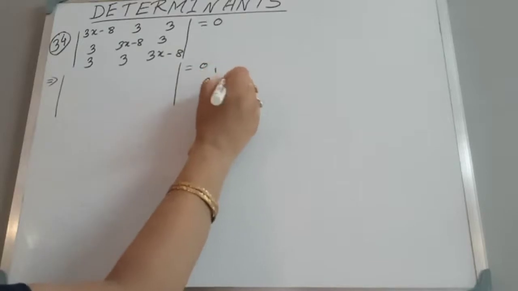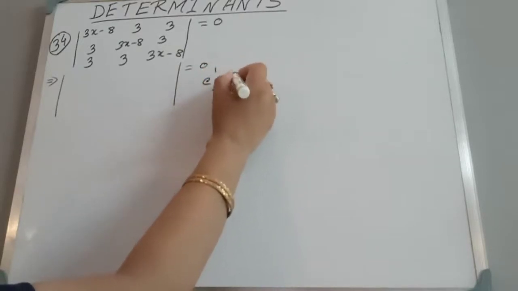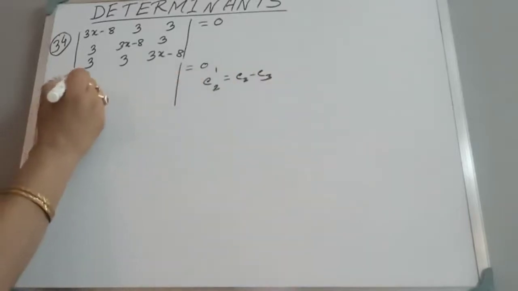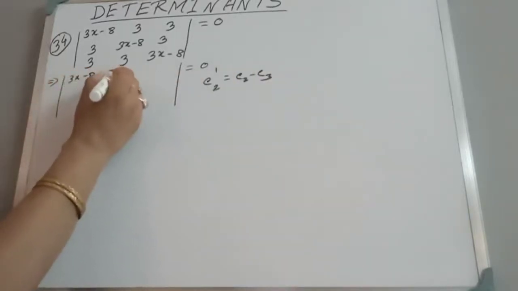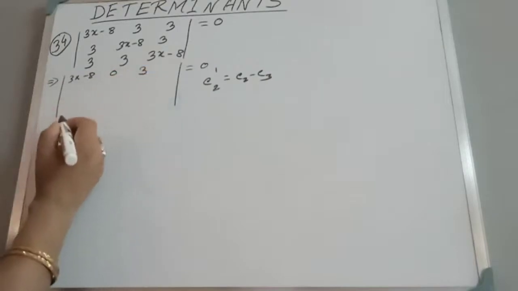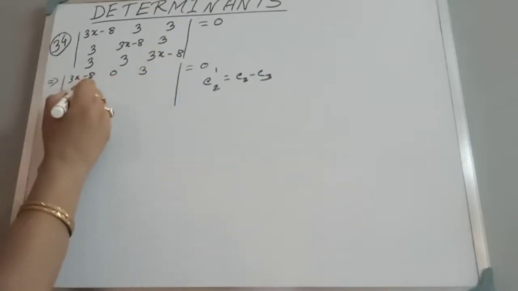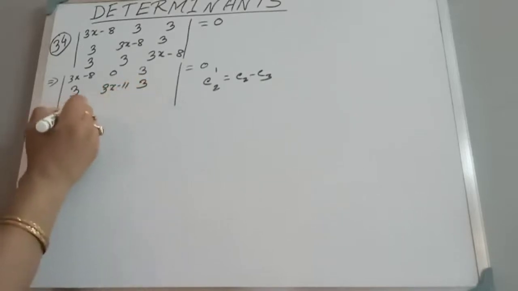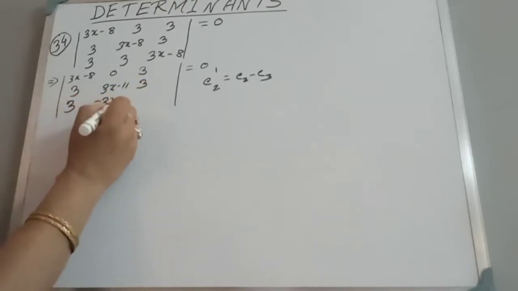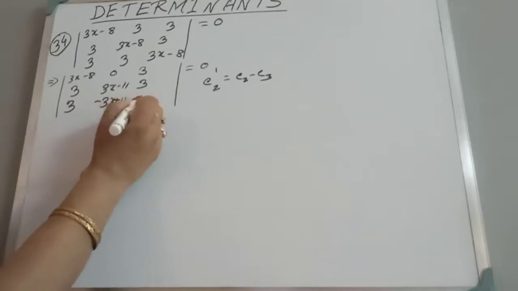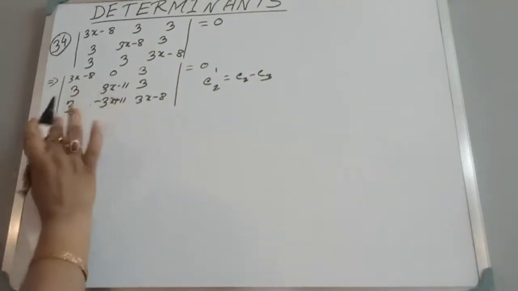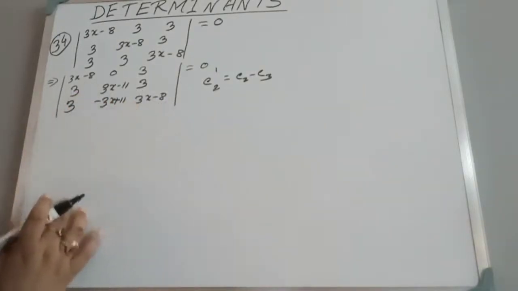the operation for the second column, C2 dashed equals C2 minus C3. Then what we will get? 3x minus 8, 0, 3, 3x minus 11, 3 minus 3x plus 11 plus 3, then 3x minus 8. Only the second column is operated, and the first column and the third column remain the same.